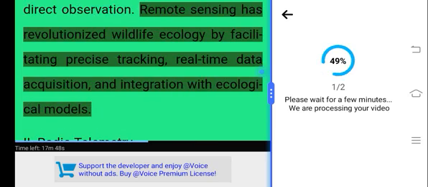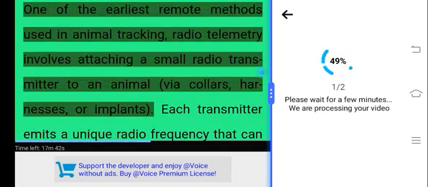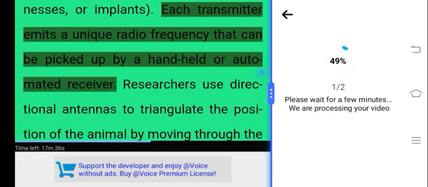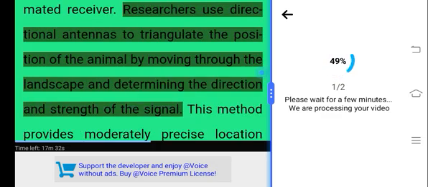Remote sensing has revolutionized wildlife ecology by facilitating precise tracking, real-time data acquisition, and integration with ecological models. 2. Radiotelemetry. One of the earliest remote methods used in animal tracking, radiotelemetry involves attaching a small radio transmitter to an animal via collars, harnesses, or implants. Each transmitter emits a unique radio frequency that can be picked up by a handheld or automated receiver. Researchers use directional antennas to triangulate the position of the animal by moving through the landscape and determining the direction and strength of the signal.